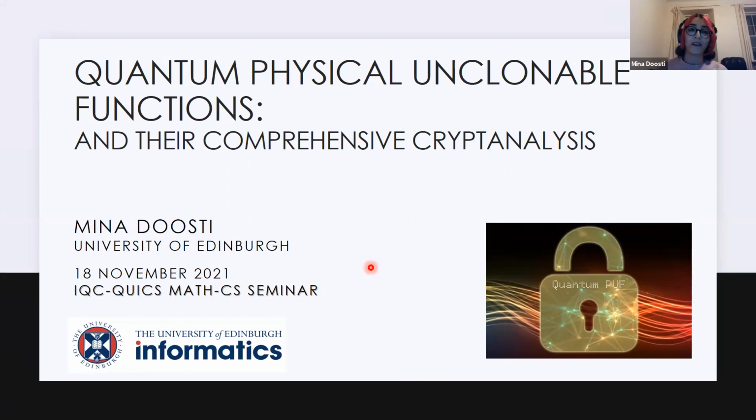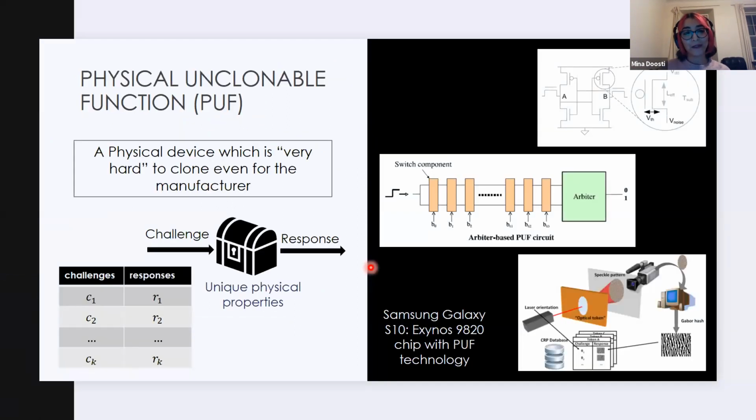So I will be talking about quantum physical unclonable functions today and their cryptanalysis. First things first, because you will hear me say PUF a lot during this talk, I will set up the terminology first. PUF, or physical unclonable functions, are physical devices, or from the cryptography point of view, hardware assumptions, which say that your device is very hard to clone, even for the manufacturer.